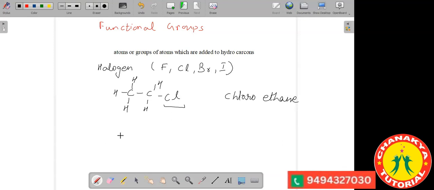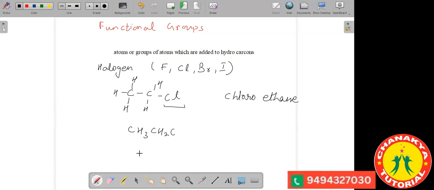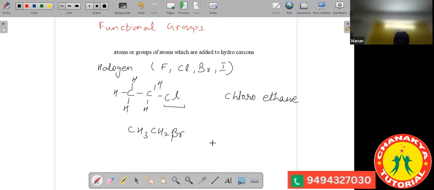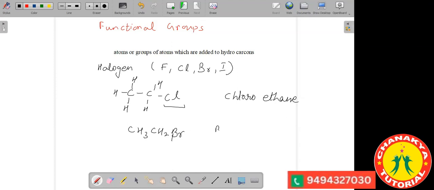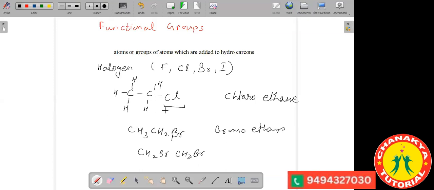So what will it be if there is bromine? Like I have CH2Cl, Br. So its name should be? Bromoethane. Okay, then it will be bromoethane. And what will be the name of this? Suppose you have CH2Br, CH2Br. What should be its name? Dibromoethane. Yeah, it will be dibromoethane.